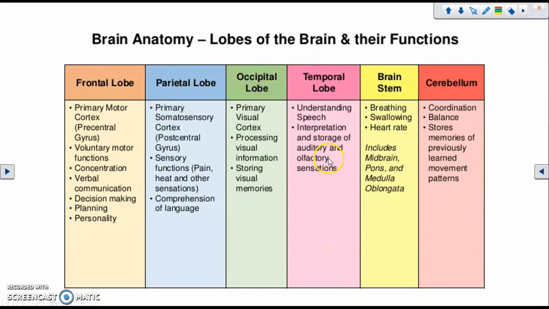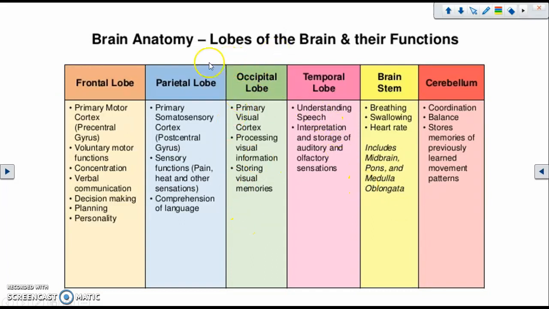Make sure that you understand what each lobe generally does. So temporal lobe, you need to understand: auditory, hearing, olfactory, smell. Cerebellum, memories of previously learned movement patterns. That means things like sports, brushing your teeth. Those are what's stored there. Coordination, balance. The brainstem, very autonomic functions: breathing, swallowing, heart rate. And the brainstem is the region of your brain on the bottom part. It's kind of like the trunk of the tree, if you want to think about it this way.